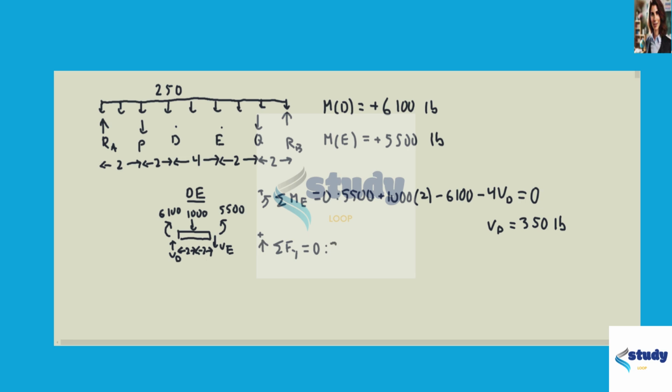And now for this segment, we will sum the forces in the vertical direction and set to 0. So we've got 350 for V sub D minus our 1,000 plus V sub E equal to 0. And if we solve that for VE, we get V equal to minus 650. And we can check those on our shear diagram.